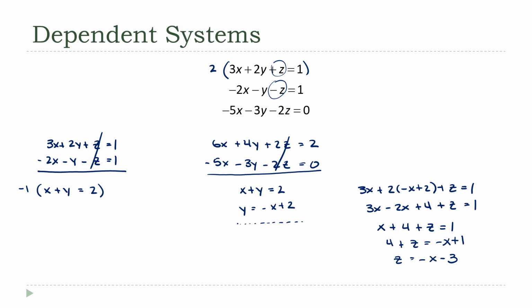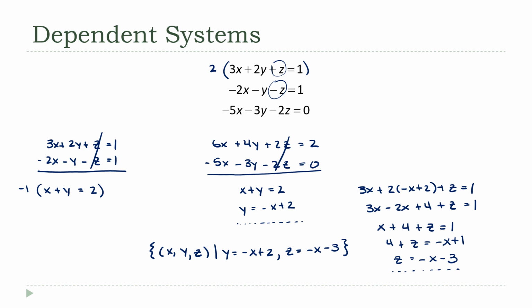So these two equations here are what I'm going to use to get the answer. My solution will be the set of all points x, y, and z such that y equals negative x plus 2, comma, z equals negative x minus 3. All right, there's my answer.